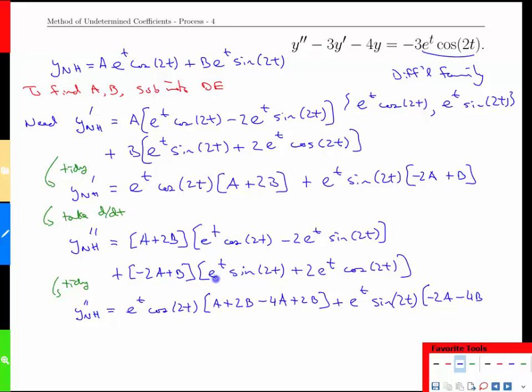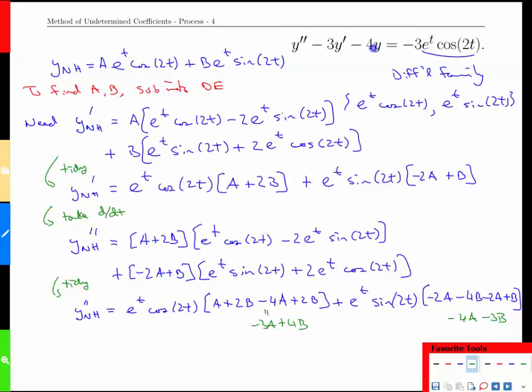And e to the t sine is here, so I'll have negative 2 more a's and plus a b. And that is going to simplify a little bit. That's negative 3a's plus 4b. And this is negative 4a minus 3b. My goodness. And now we have to sub this in to the differential equation.